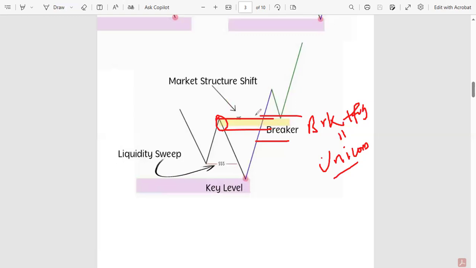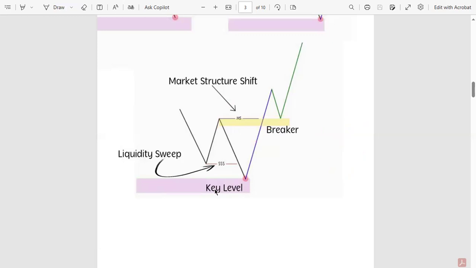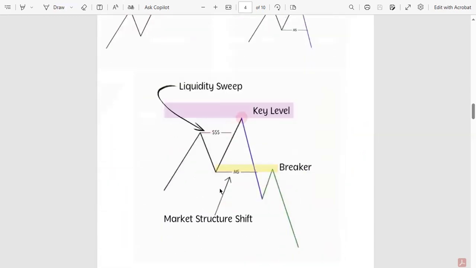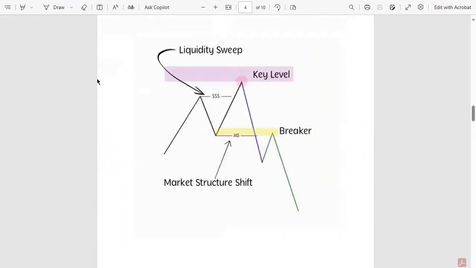So this is the first example of a type of breaker block, our bullish breaker block. Another type is the bearish breaker block. Let me show you directly this one here. So you can see we have it here. Price created a liquidity sweep here, which is buy side liquidity. And then after the buy side liquidity, you can see price tap into this key level, the higher time frame key level.